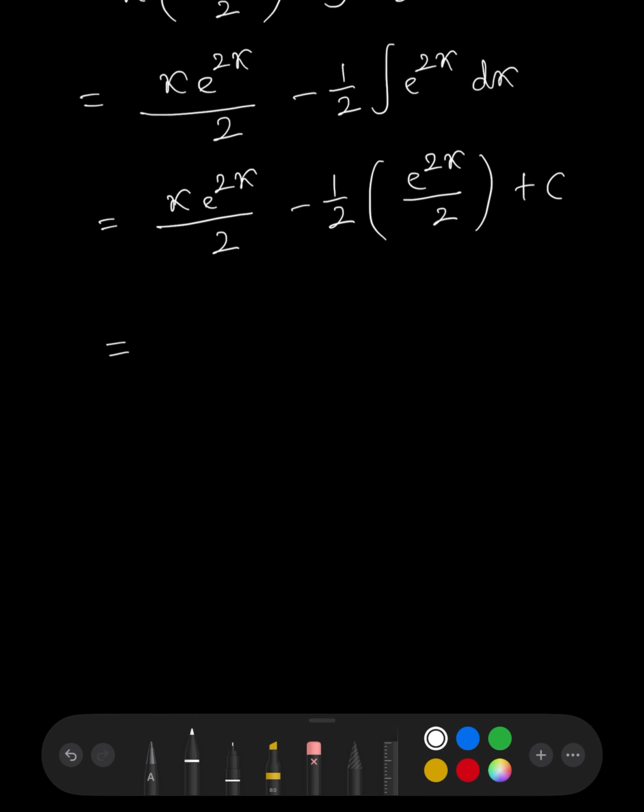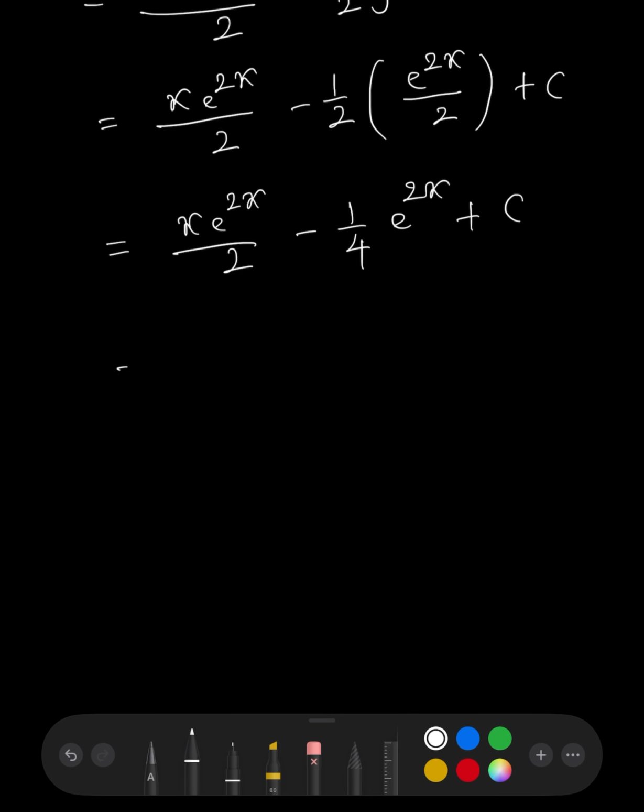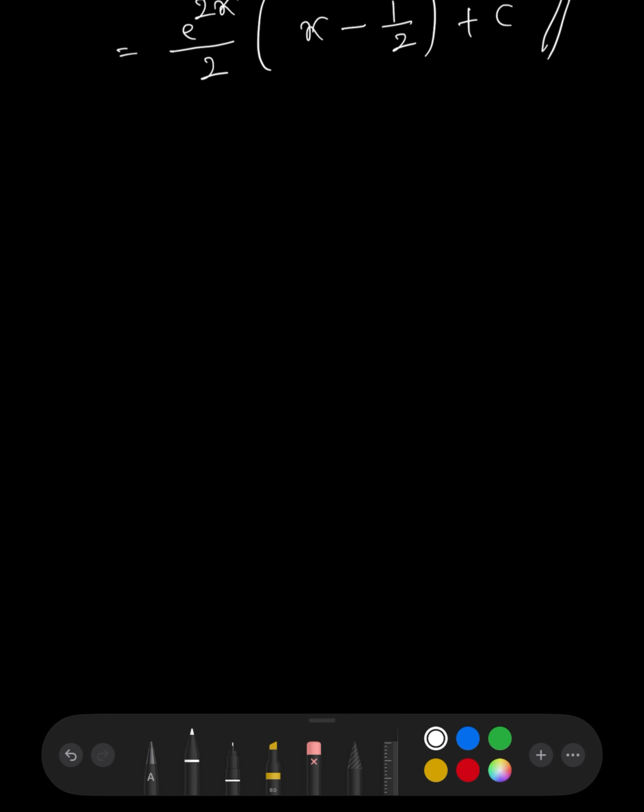So finally this one is x into e power 2x by 2 minus 1 by 4 into e power 2x plus c. If you want, you can simplify further: if you take e power 2x by 2 common, then what will we get here? x minus 1 by 2, plus c. That is the answer. Now we can solve one more question like this.